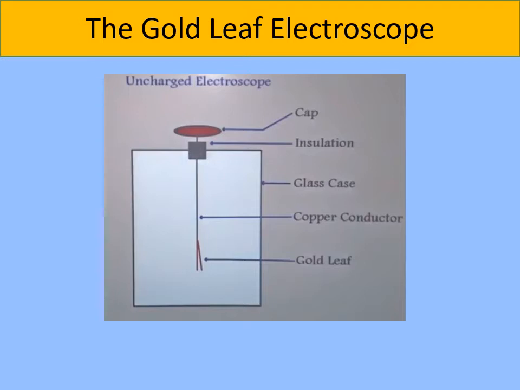The metal cap is mounted on insulation. The cap is insulated from the copper or the brass conductor stem. If there is no charge present on the cap of the gold leaf electroscope, then the gold leaf will be in a fully collapsed position. We'll look at this in a little bit more detail. It's also important to remember that within this glass case is a vacuum, because the last thing we want is any wind causing the gold leaf to flap about.